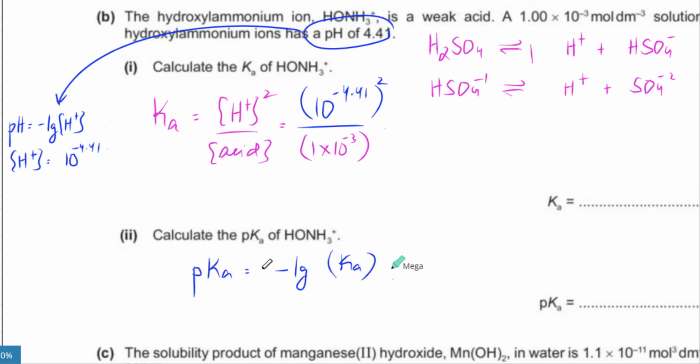Okay, is this clear? P stands for minus log. If it's pH, then that's minus log of H+1. If it's pOH, that's minus log of the concentration of OH ions. If it's pK, that's minus log of K.